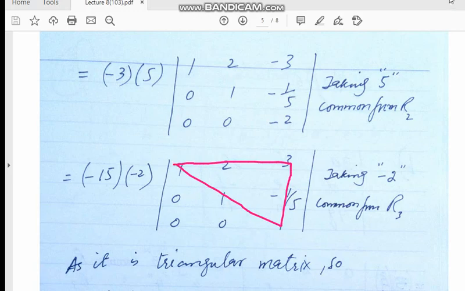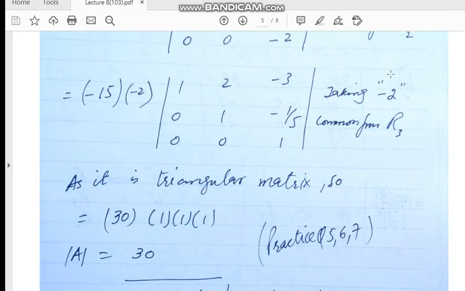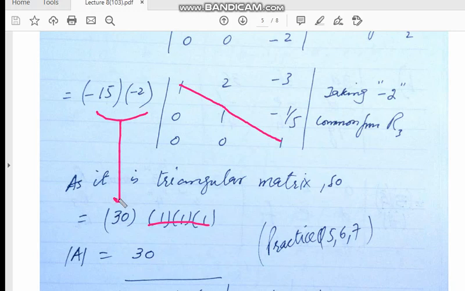Now the determinant of an upper triangular matrix is simply the product of the entries in the leading diagonal. Its leading diagonal contains 1s, so this is the product of these leading diagonal entries, and this 30 is from the product of these two terms, so the determinant of this will be equal to 30.